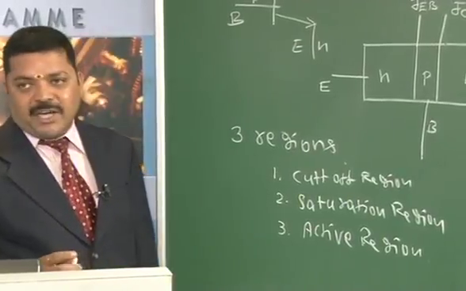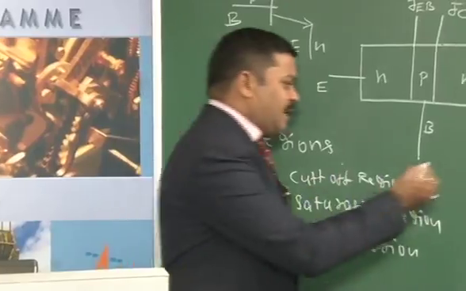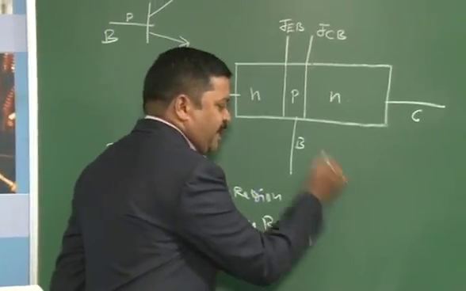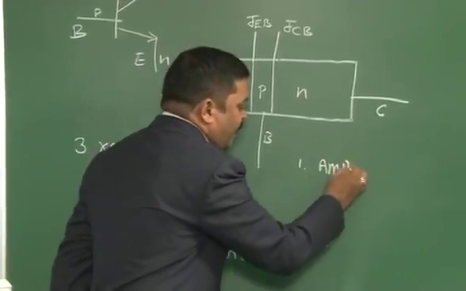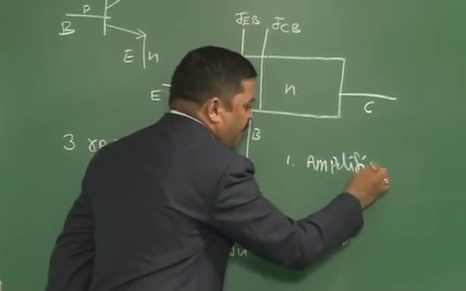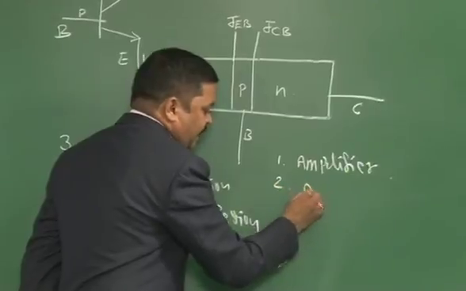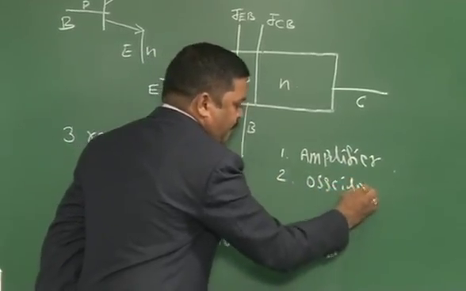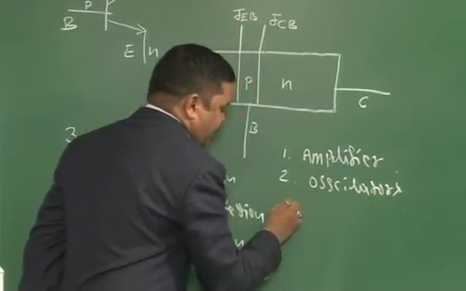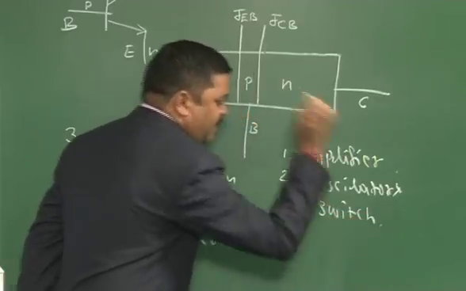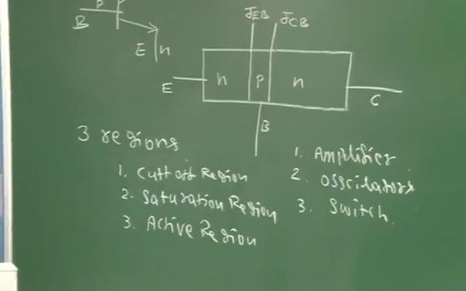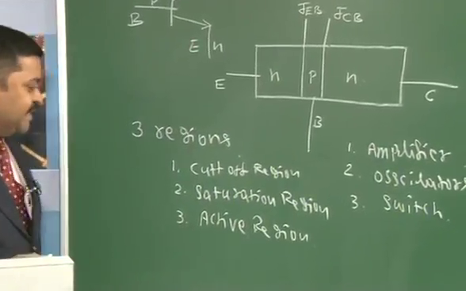When we take the applications of BJT, there are so many applications, out of which major applications are, first one is amplifier application, second one is oscillators, next is transistor used as a switch. These are the major applications which we use in electronics by using BJTs.